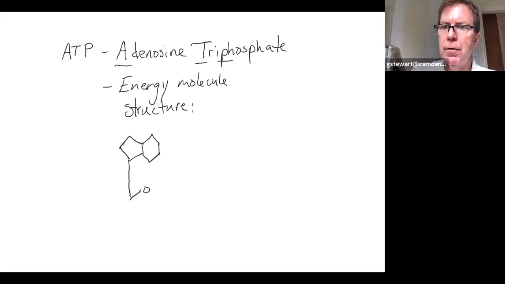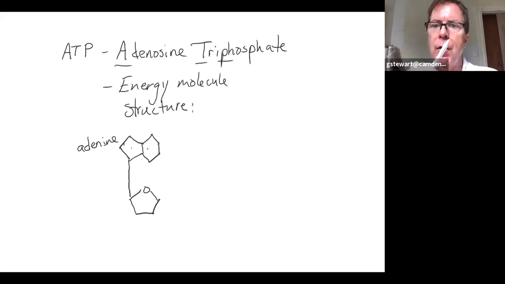sugar. There's an oxygen, so this is a ribose sugar. So I'll label this stuff, don't worry. These 2 rings that I drew up here are an adenine molecule, okay? And what I've drawn down here is a ribose sugar.